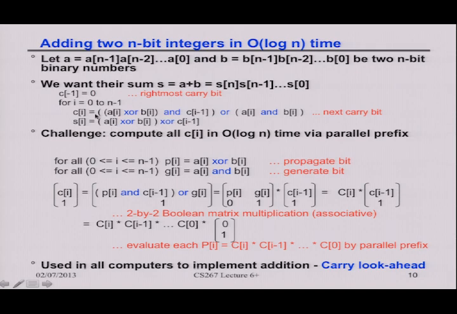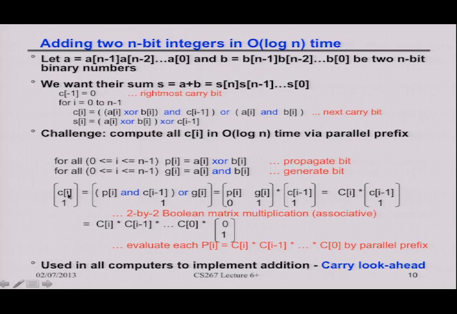So I claim this recurrence, which goes from C_{i-1} to C_i, is 2x2 matrix multiply, where it's a Boolean matrix multiply. So what am I going to do? I'm going to pre-compute in parallel all of these things here, A_i XOR B_i. Those are all independent, can do that in one step. Those are called propagate bits. And then I'm also going to compute all these A_i AND B_i, all in parallel. Those are called generate bits. That all happens in one step with a bunch of gates.